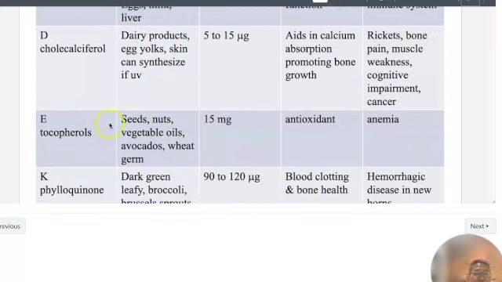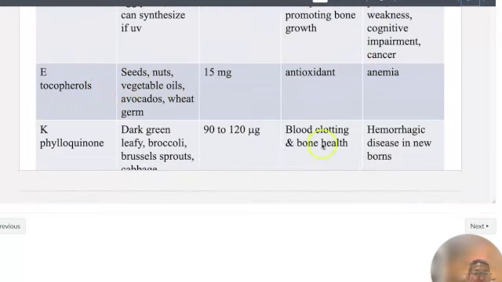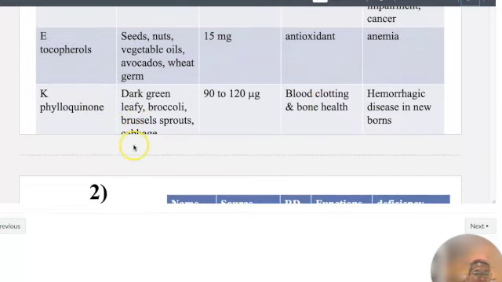It's good for your bones. All right. E, you get them from seeds, nuts, avocado and all that stuff. It's good for anemia. Vitamin K, dark green. It's good for blood clotting, hemorrhagic disease. Newborns nowadays sometimes get a vitamin K shot. All right.